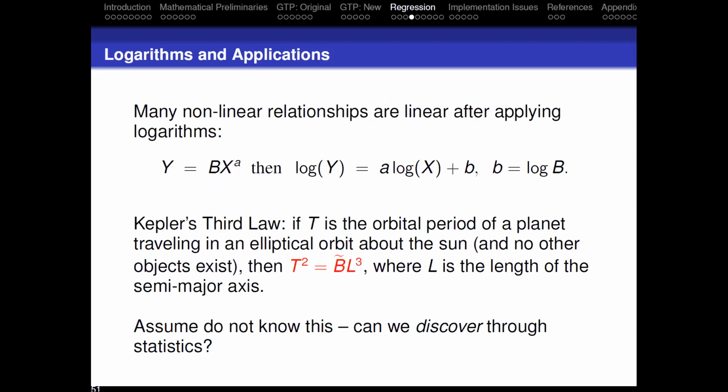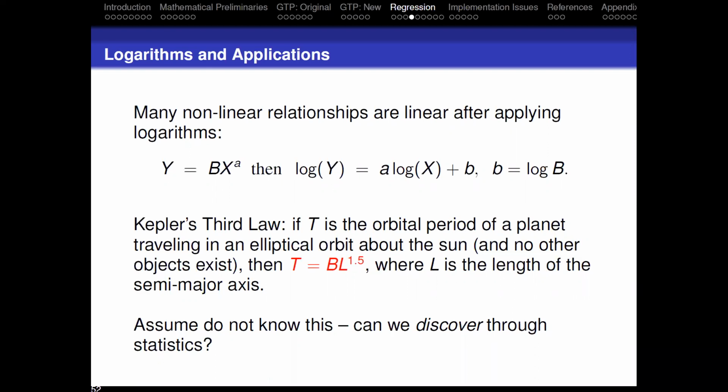One of my favorite applications of this is to Kepler's third law. So if T is the orbital period of a planet which is traveling in an elliptical orbit about the sun, we will assume no other objects exist in the universe, then the period squared is supposed to be proportional to the cube of the length. And of course, we could just take the square root of both sides so that the period is to the first power and get T is equal to some constant times L to the 1.5.